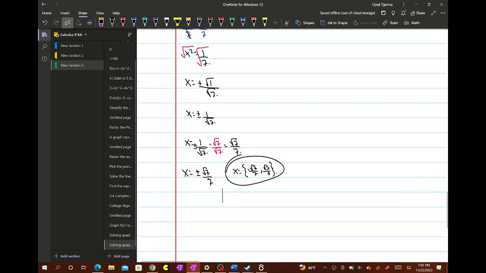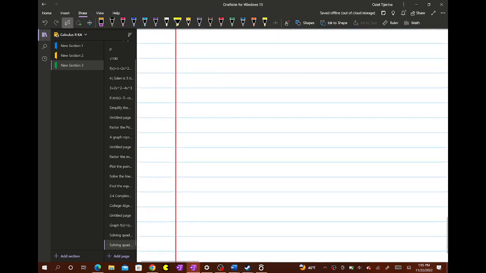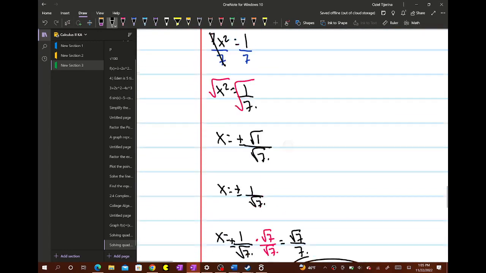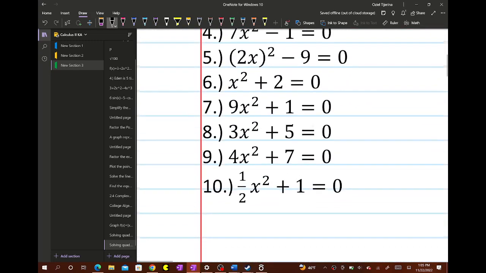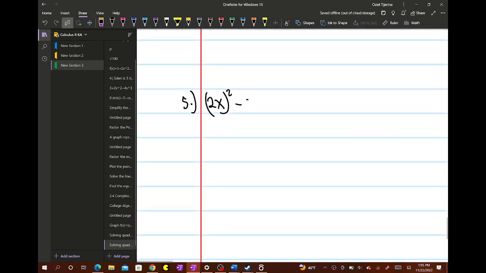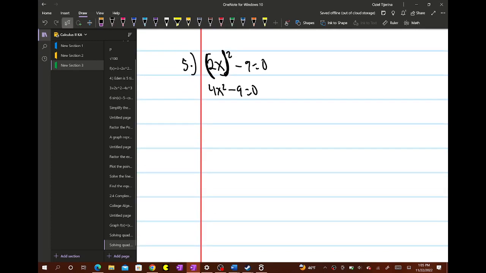So number 5 is also a little tricky. Number 5 says (2x) quantity squared minus 9 equals 0, right? For this one, you have to pay attention to the parentheses here. (2x) squared is actually going to be 4x squared, minus 9 equals 0. And then you're going to add 9 to both sides. So then this cancels out, and you get 4x squared equals 9.